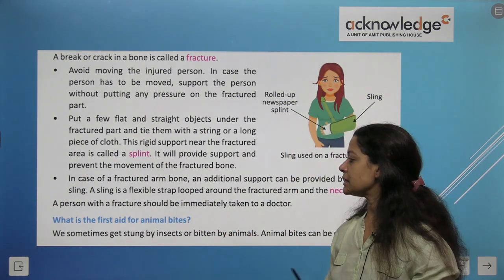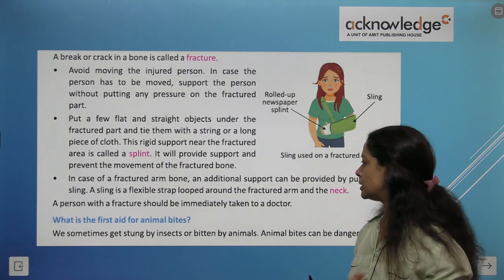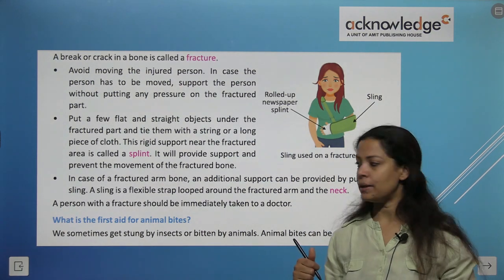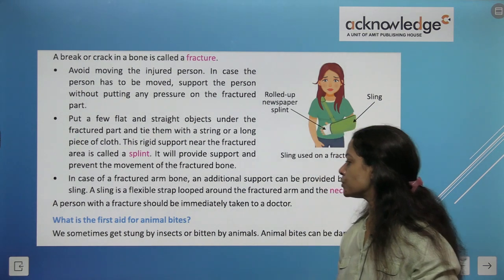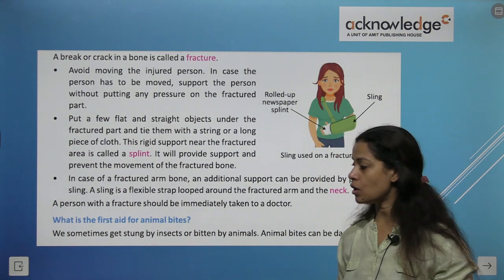In case of a fractured arm bone, an additional support can be provided by putting a sling, this kind of sling. A sling is a flexible strap around the shoulder and it gives support to the arm and neck. A person with a fracture should be immediately taken to a doctor.